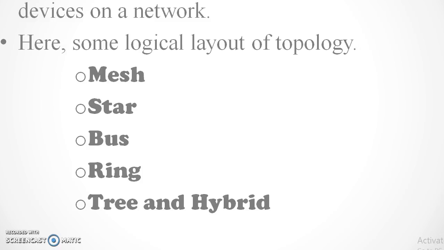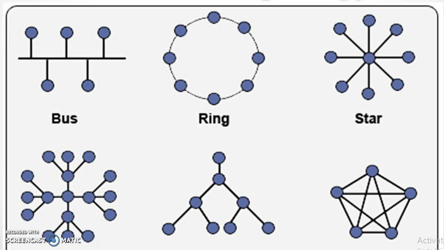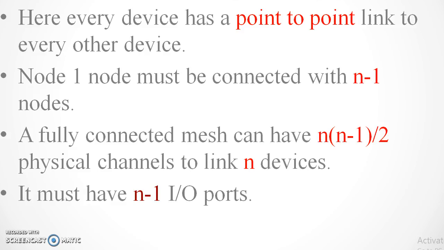So the first one is mesh topology. In mesh topology, all the devices are interconnected together. That means we have a dedicated link between individual computers. Each computer will have its own dedicated link to pass the traffic. That means here between two devices we have a point-to-point link. Every device has a point-to-point link with another device on the network.